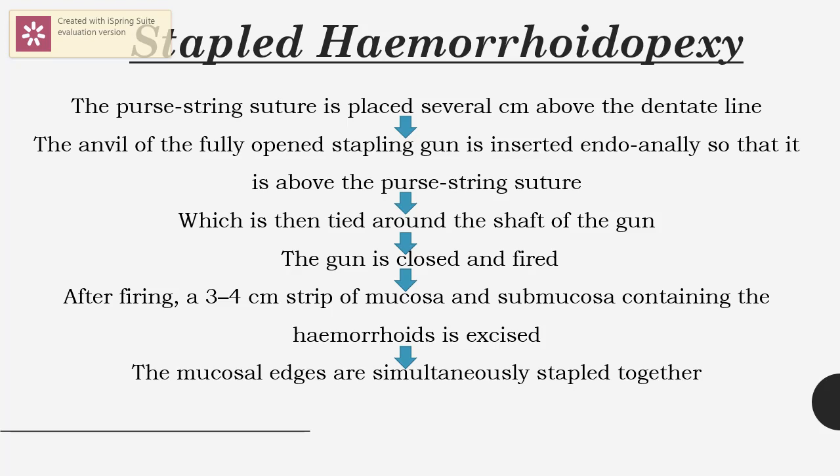The anvil of the fully open stapler gun is inserted endo-anally so that it is above the purse string suture, which is then tied around the shaft of the gun. The gun is closed and fired. After firing, a 3 to 4 centimeter strip of mucosa and submucosa containing the hemorrhoids is excised. The mucosal edges are simultaneously stapled together.